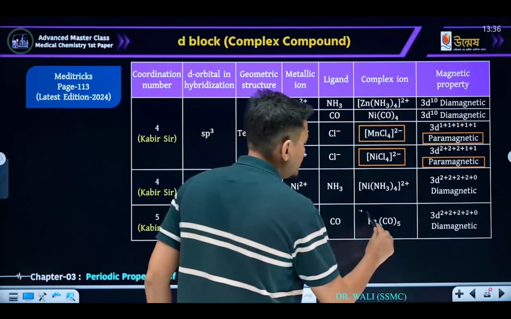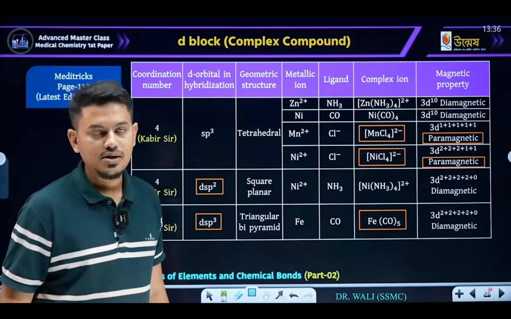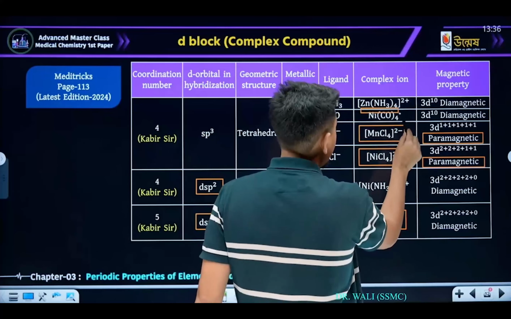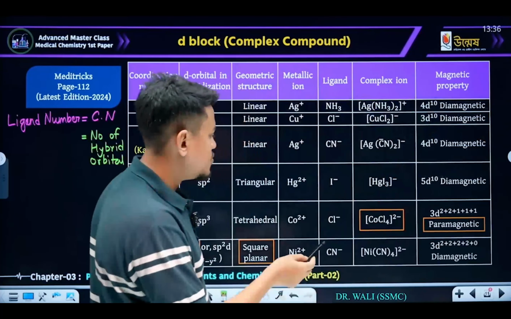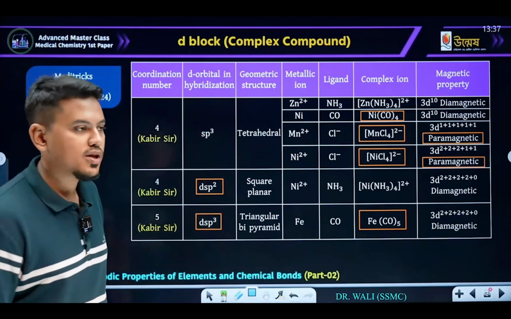And tetracarbonyl iron shows dsp3 hybridization instead of sp3d hybridization because of the strength of carbonyl. There is only an exception, which is tetracarbonyl nickel. Here it should have been dsp2. But instead it is shown as sp3. It is an exception. Carbonyl is a very strong ligand.